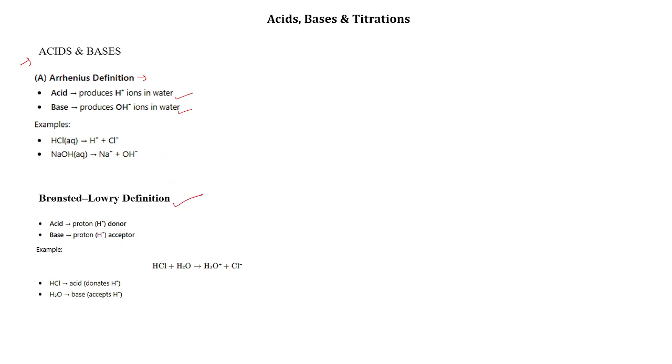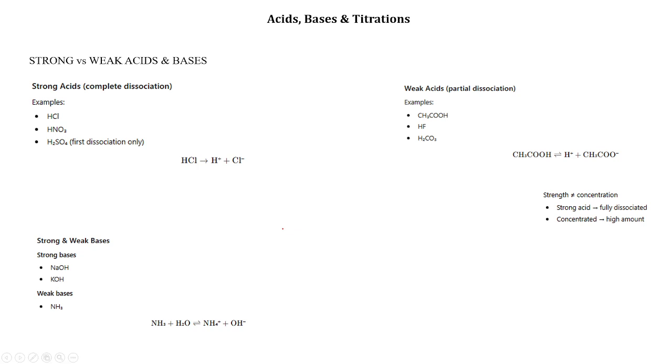When we talk about Bronsted-Lowry, what terminology we use? The proton donor is the acid and proton acceptor is the base. So here you can see HCl and water. HCl is an acid because it is giving proton, and this proton is accepted by water, and it is forming hydronium ion. What we call it? Hydronium ion. Okay, so this is the basic definition.